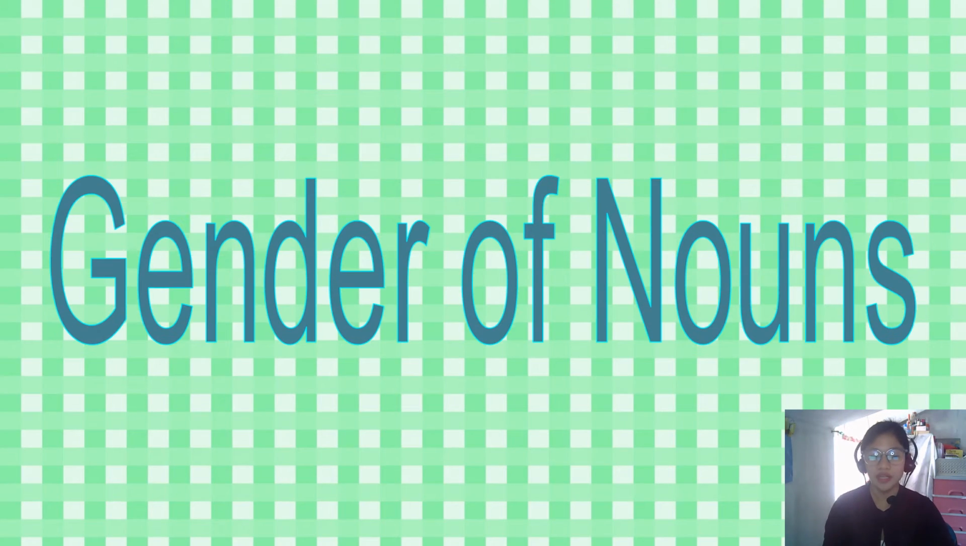Again, our topic for today is gender of nouns. Do you know the gender of nouns? Nouns have gender. In this lesson, we will learn that there are different kinds of gender of nouns. It can be masculine, feminine, common, or neutral, also called neuter gender. There are 4 genders of nouns: masculine, feminine, common, and neuter.